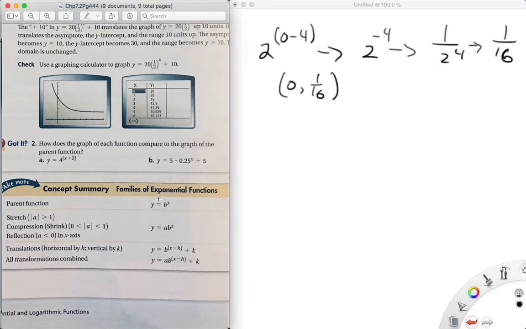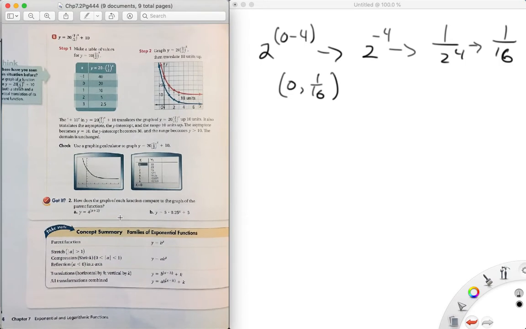Alright, so things to note, just like we said before, if a is greater than 1, then it stretches up by a factor of whatever that number is. If a is between 0 and 1, it shrinks by that factor. If a is negative, it reflects across the x-axis. If h is positive, it's going to shift to the left. If h is negative, or minus h, it's going to shift to the right by h. If k is positive, it's going to go up by k. If k is negative, it's going to go down by k. Okay.